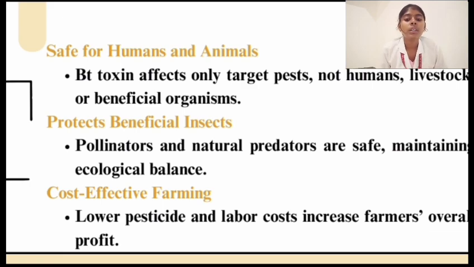Next, the pest and beneficial organisms. It is important that insects like pollinators and natural predators remain safe, which helps to maintain the ecological balance. Then, cost effective. The farmer spends less on pesticides and labor. The overall profit should increase.